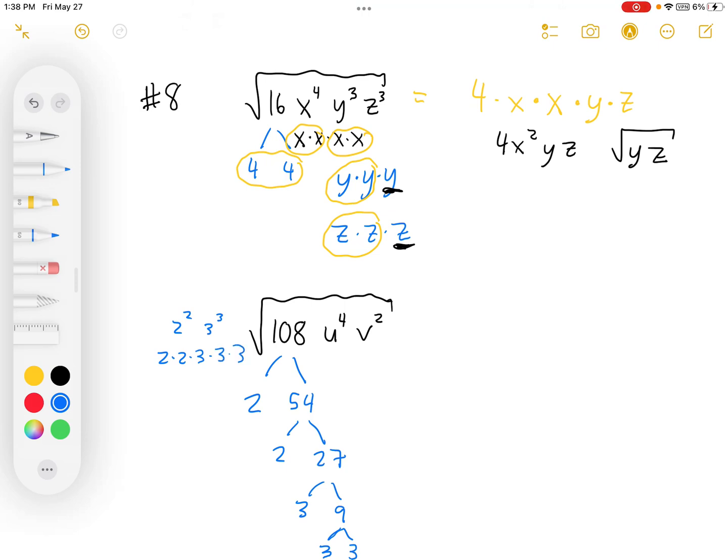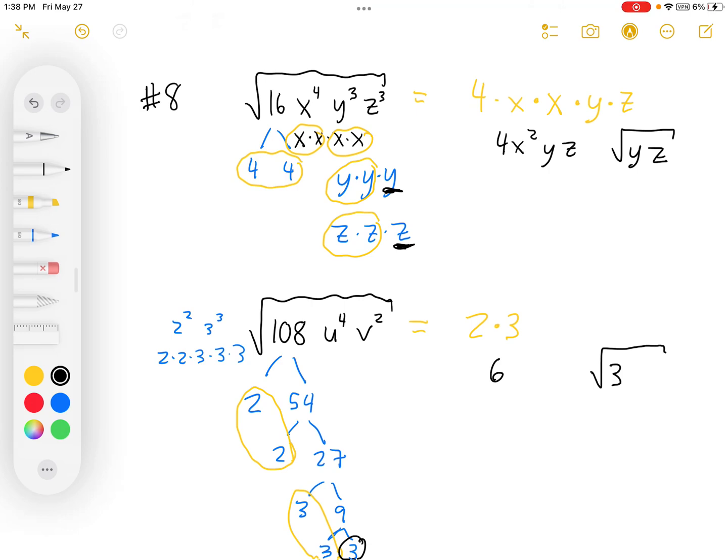From here, let's go ahead and see if we can see any pairs. Oh, I see that we have a pair of 2's, meaning I know that my answer must have a 2 on the outside. I also see that we have a pair of 3's, meaning we're going to have a 3 on the outside. 2 times 3 is 6. There must be a 6 on the outside. Now the one number that doesn't have a pair is that 3, so that must stay behind in the radical.